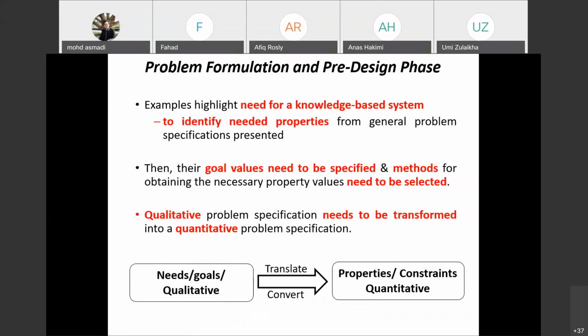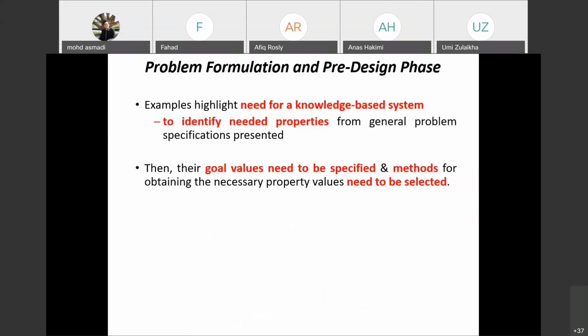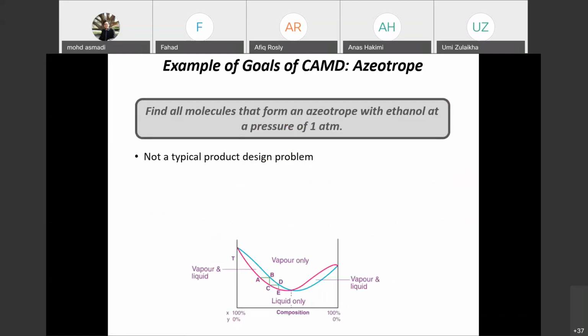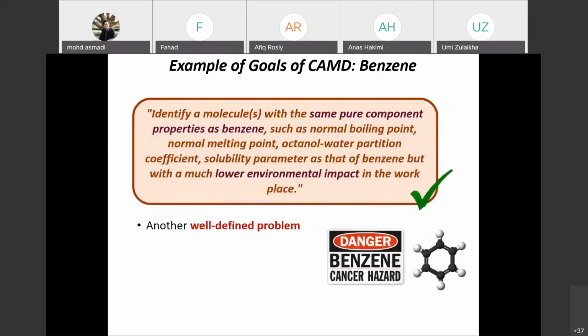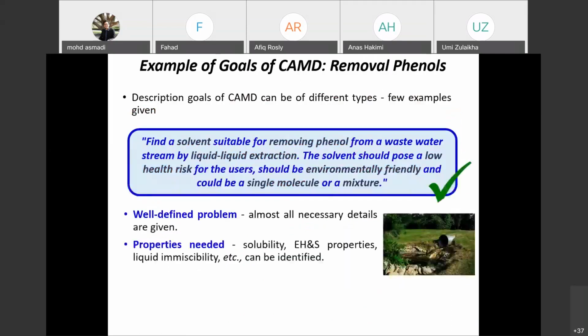What is your main objective? Main objective, for example, this one. This is the main objective. So, the objective is to, this one is good, I think, easy to understand. The objective is to find the suitable solvent for removing of the phenol from the wastewater. Okay, right. This is the main objective.